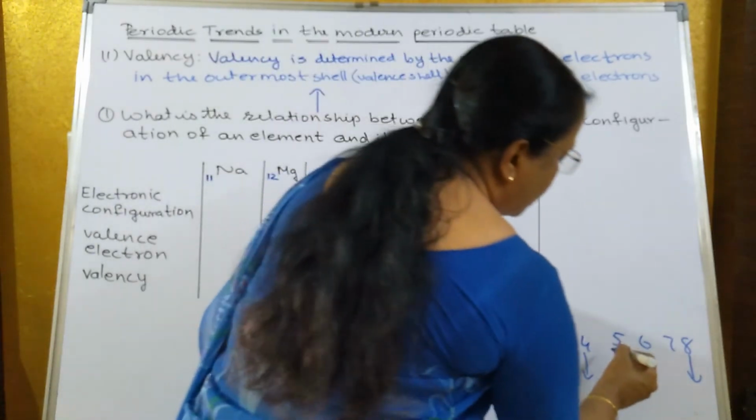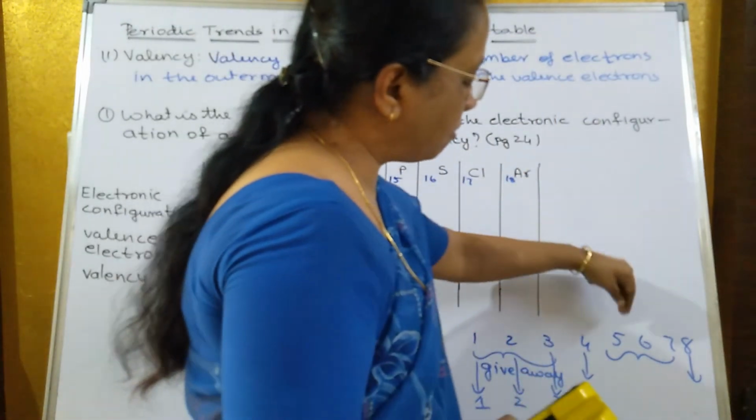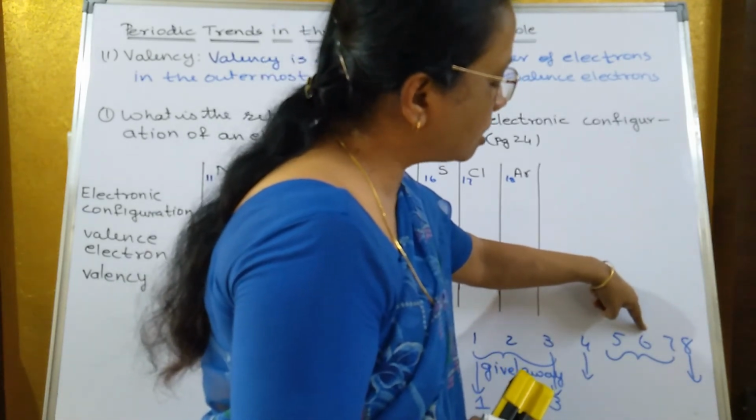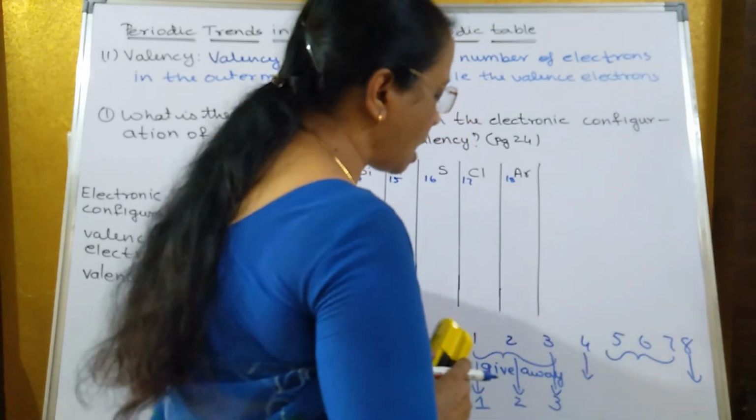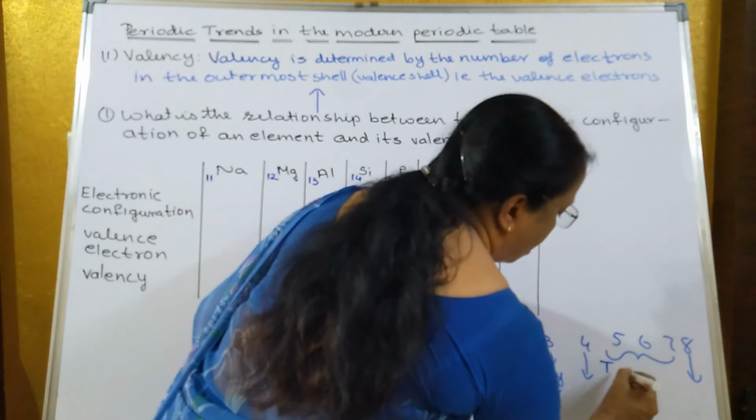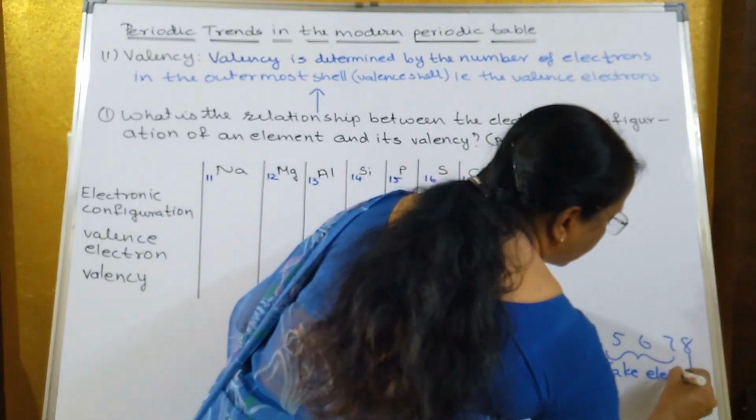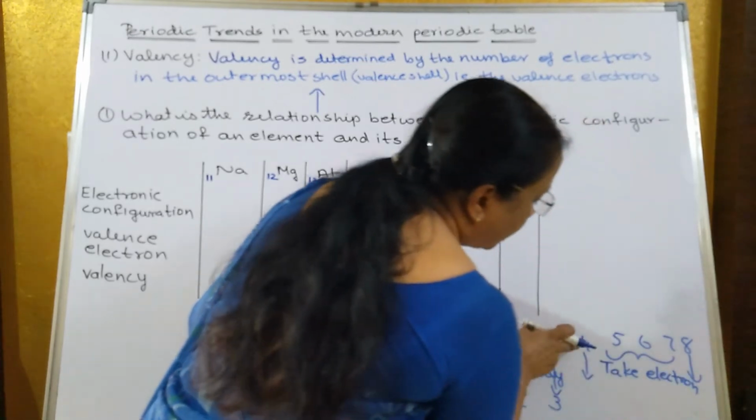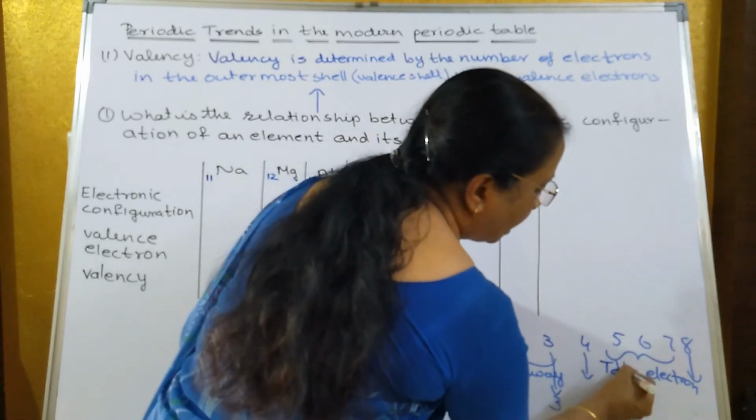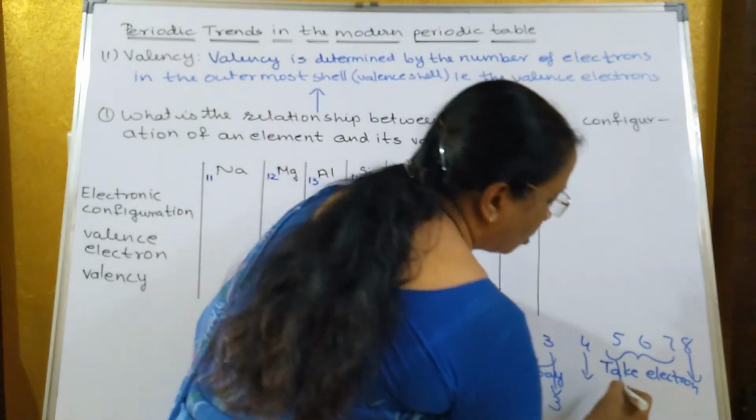But 5, 6, 7, it's not like that. If an atom has 5 electrons in its last shell, or 6 electrons, or 7 electrons in its last shell, it doesn't give away, it takes electrons. So the atom which has 5 electrons in its last shell will take how many electrons to make itself stable, or to make it 8? It will take 3 electrons. So the valency will be 3.